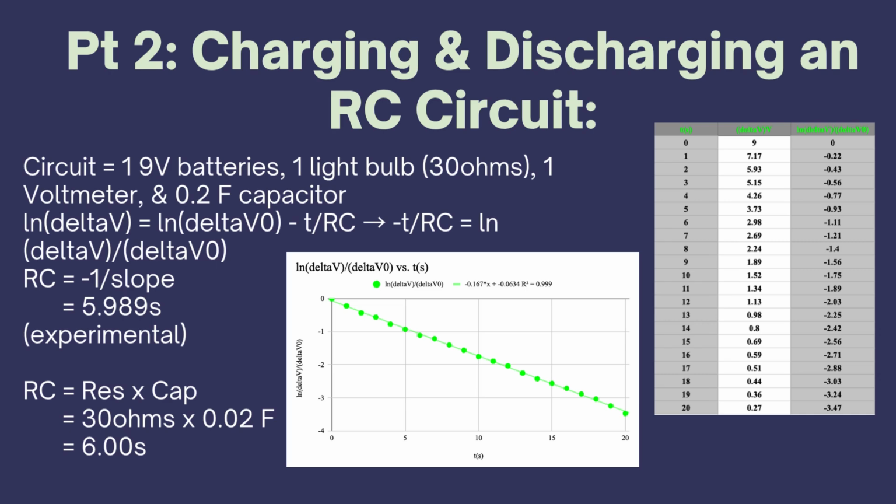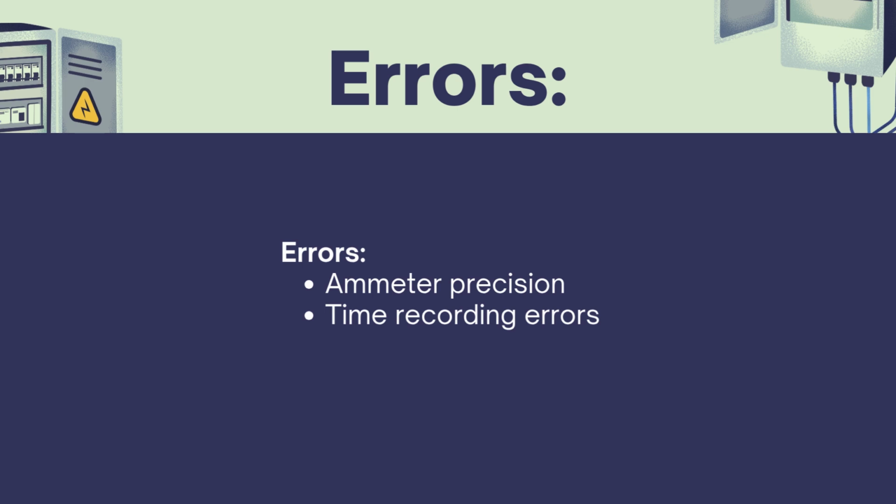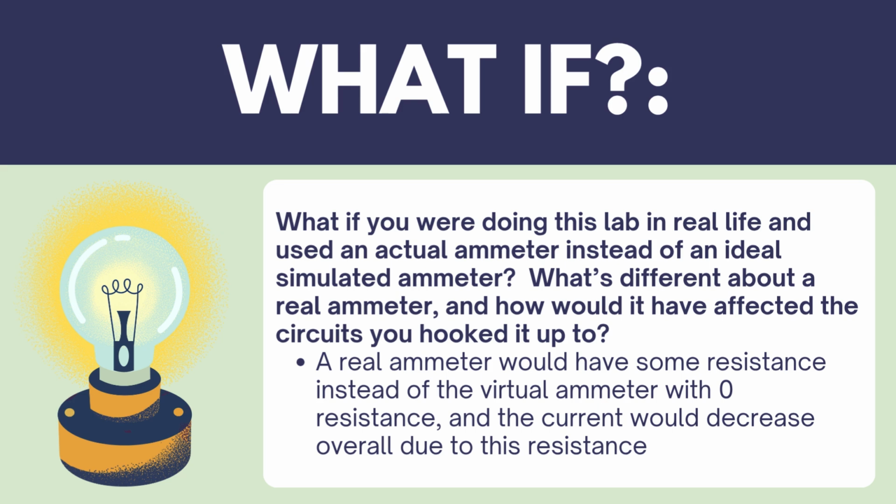And then we also calculated the theoretical RC, which is the resistance times the capacitance, which all comes out to be 6 seconds. So although there isn't a crazy huge difference in these numbers, there still is a difference, which can be attributed to human error in recording the times, as well as the ammeter precision could be off.